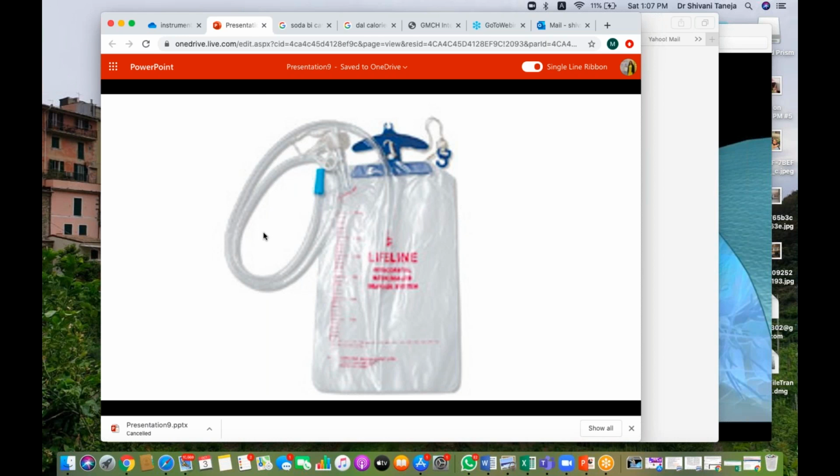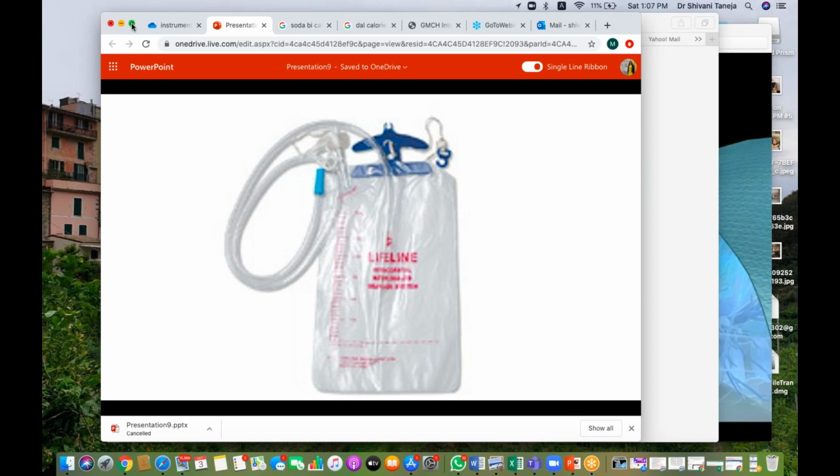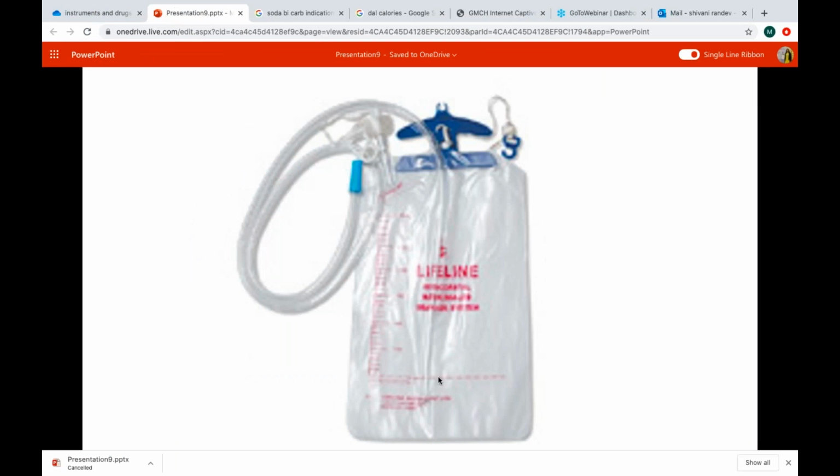Yes, very good. Pneumothorax. Anything else? Empyema. Empyema thoracis, pneumothorax. These are the two main indications of doing an intercostal drainage. One is to drain pus and the other is to drain air. In both we use an underwater seal.